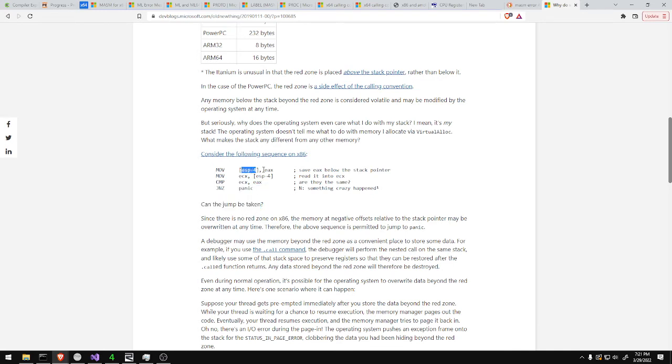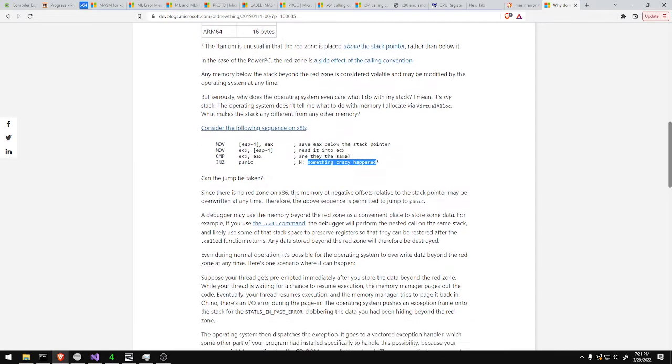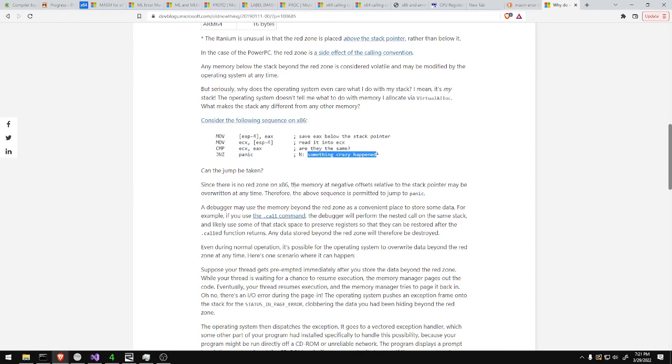ESP minus 4, ECX. Save ECX below the stack pointer. ECX from the cellar. Read it into ECX. Are they the same? Since there is no red zone on x86, the memory at negative offsets relative to the stack pointer may be overwritten at any time. Therefore, the above sequence is permitted to jump to panic. Interesting. Okay.